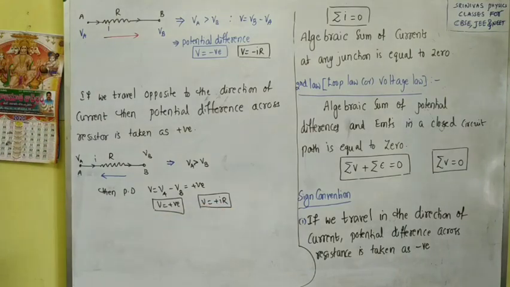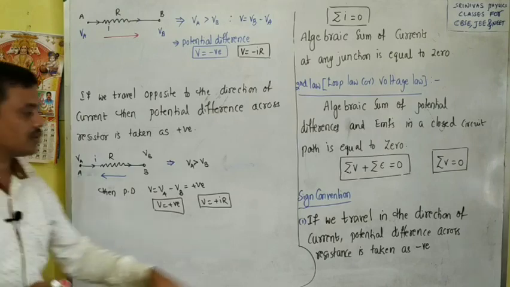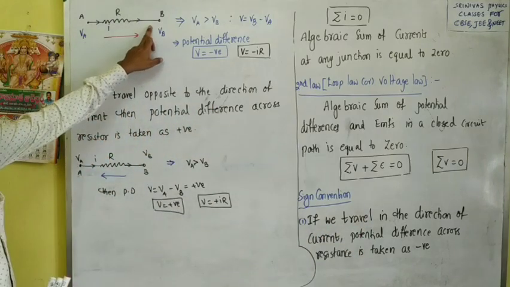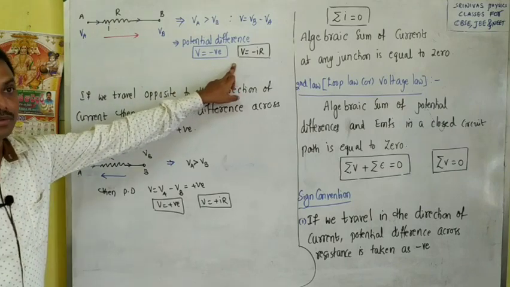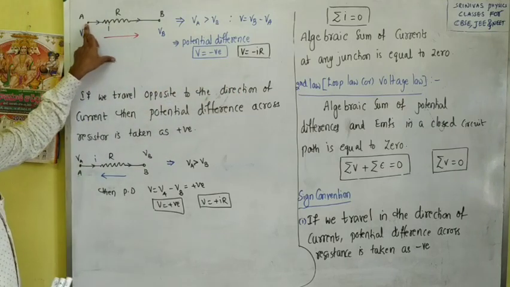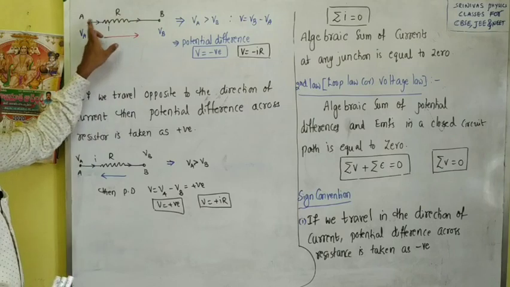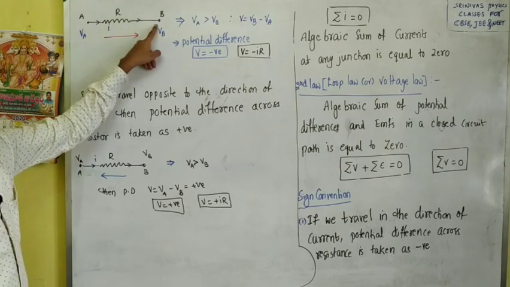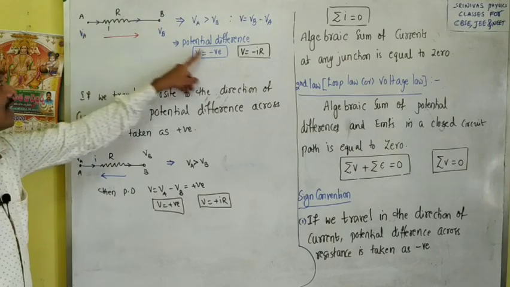These are the sign convention rules. It was very simple. If we go in the direction of current, potential difference is negative. Why? Current flows from high potential to low potential. You are going in the direction of current, which means high to low you are going. Potential difference, low minus high, negative you will get.